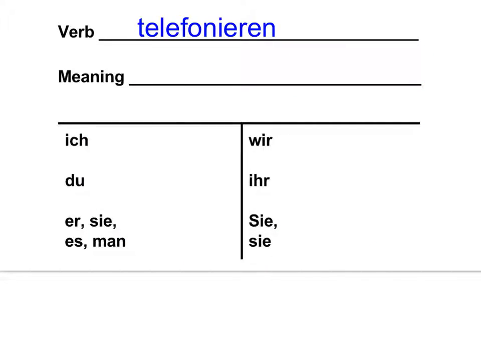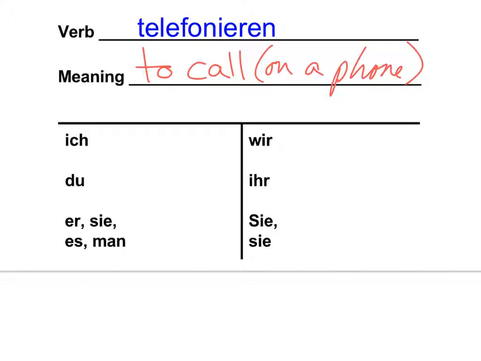Next one. Try that one. Telefonieren. What do you think that means? To call or to telephone. Another long one, but it works the same way. Get rid of the en and add your ending back on. So it's ich going to become. Telefoniere. Good.